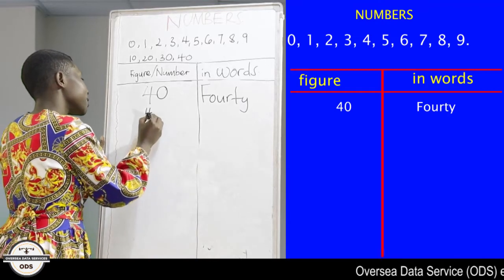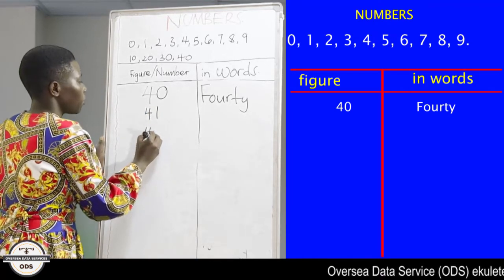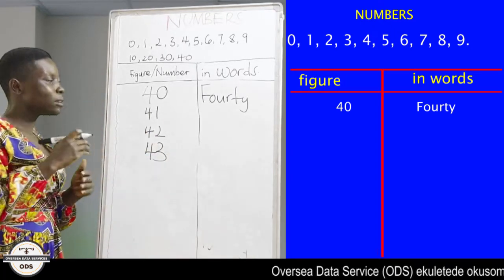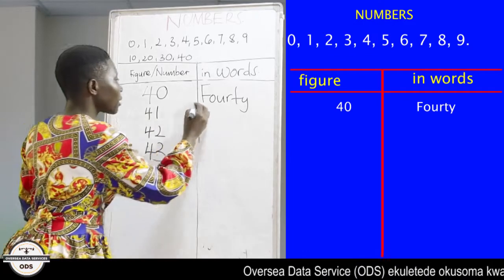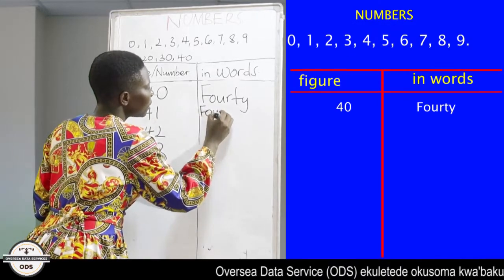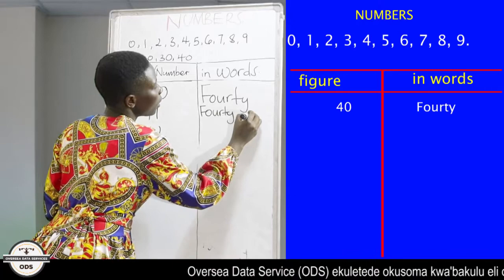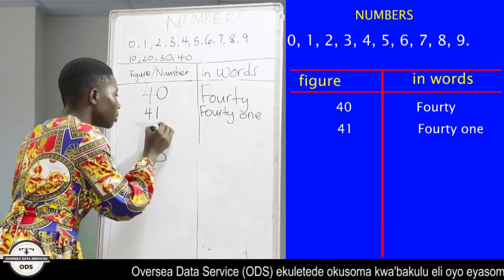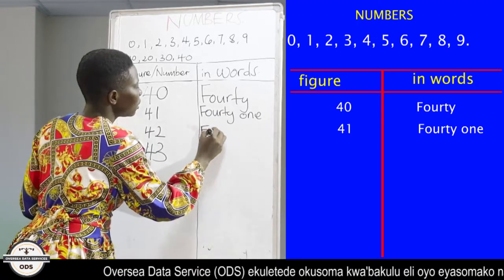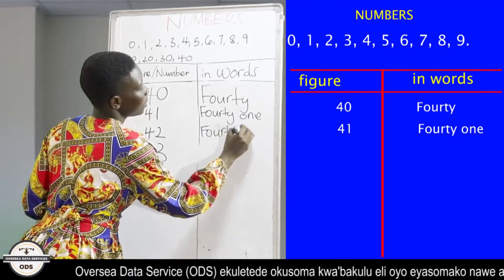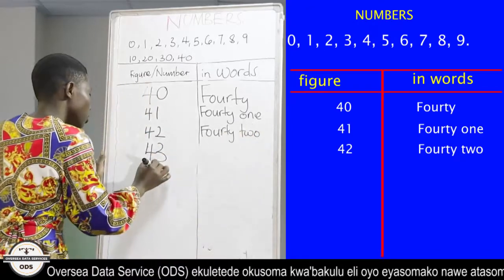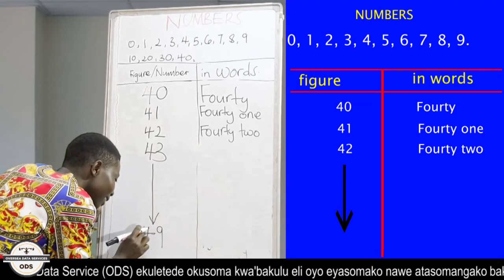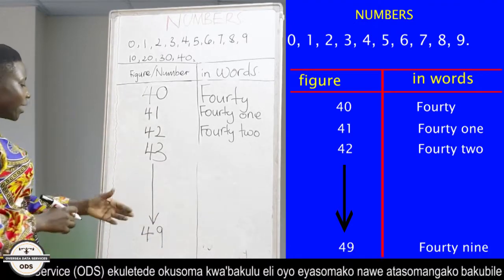Just keep on adding, 4 and 1, 4 and 2, 4 and 3. 4 and 1 becomes 41. You write the same word, 40, and 41. You write the same word as you continue adding to the number 40. Here we have 42. We continue adding the same up to 49. 4 and 9.